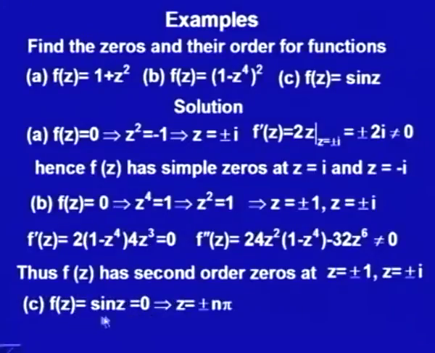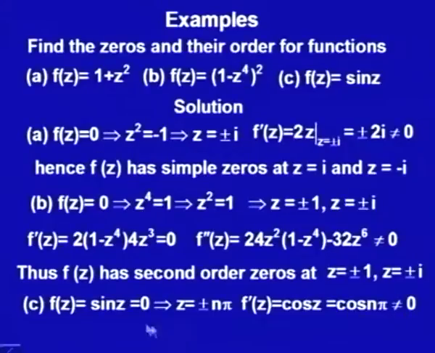Sin z would be 0. This says z should be plus or minus n pi. Now, what will be the derivative of sin z? We do know it is cosine z, and at plus or minus n pi it would be cosine n pi, and at minus n pi, that is also cosine n pi, and we do know that this is not 0.